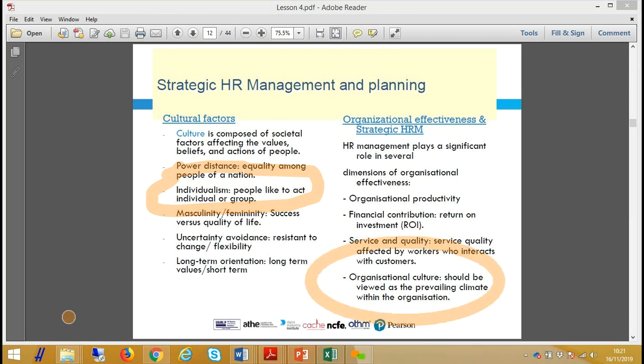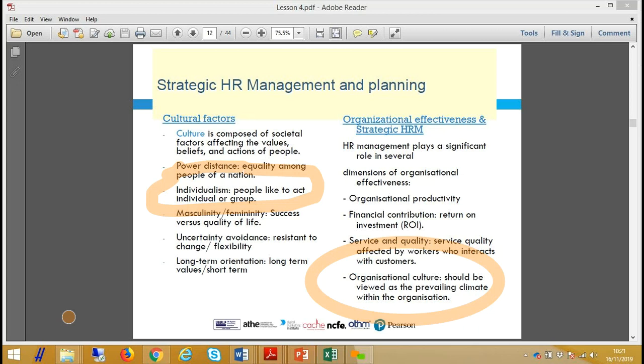This idea of organizational culture. So this is the idea that every company has its own culture, right? And sometimes that culture can be more powerful than the influence of the national culture. So for instance, if you work for IBM, anywhere in the world, there's an IBM way of doing things. If you work for HP, an HP way.